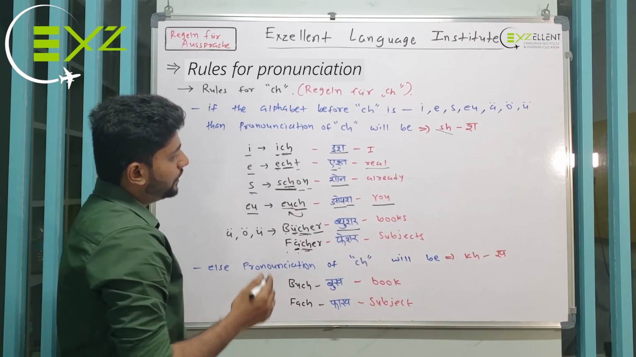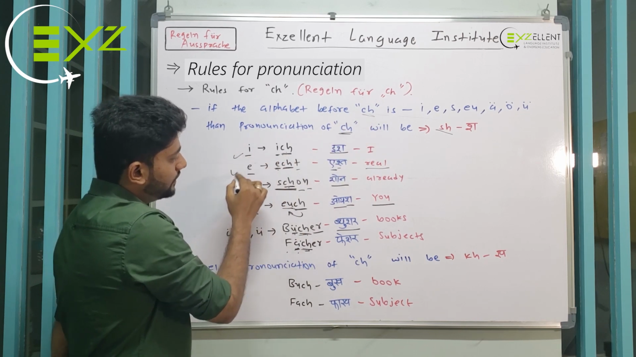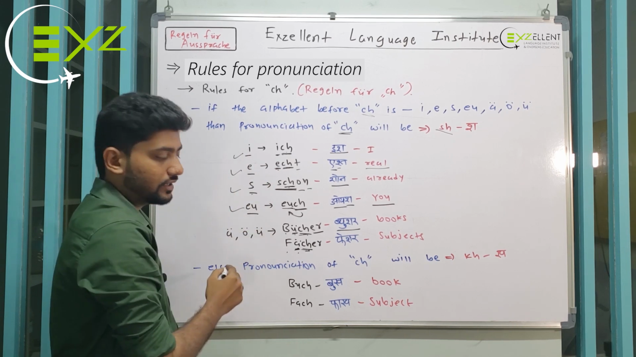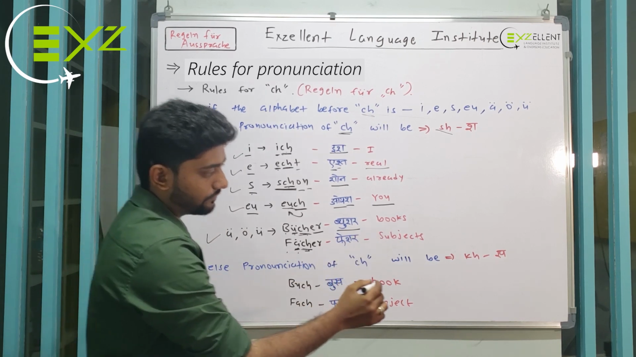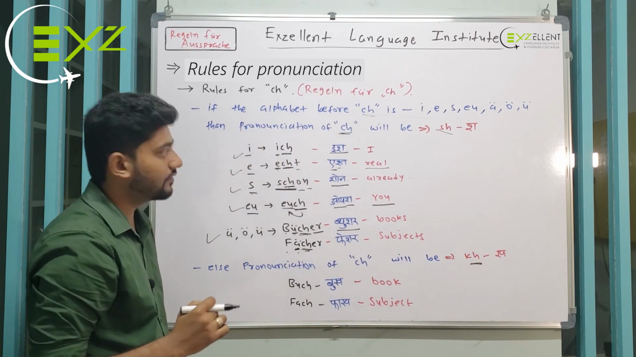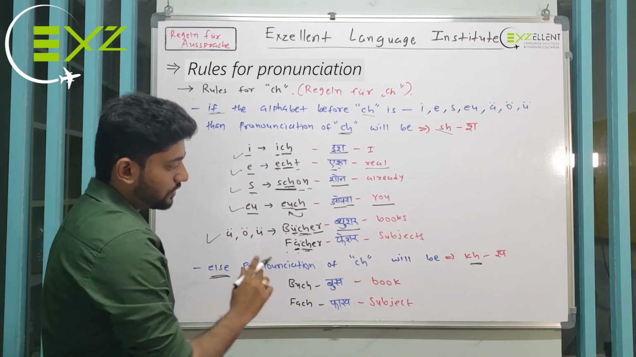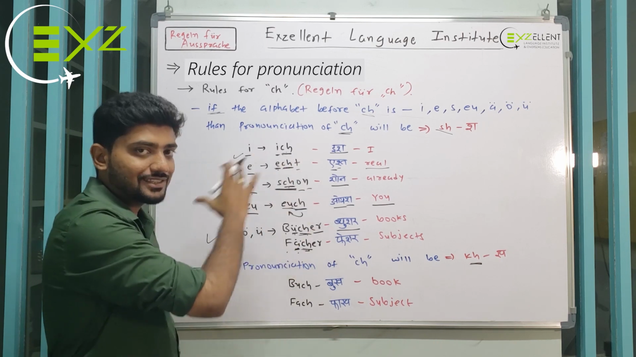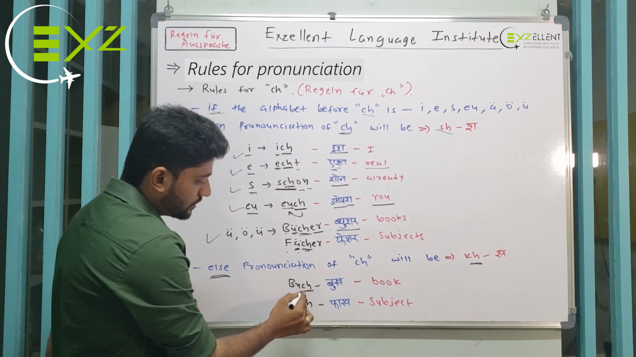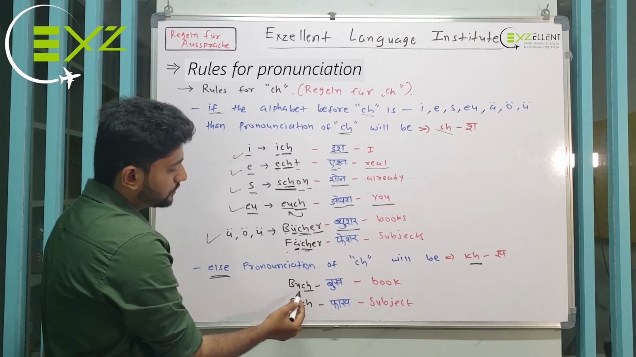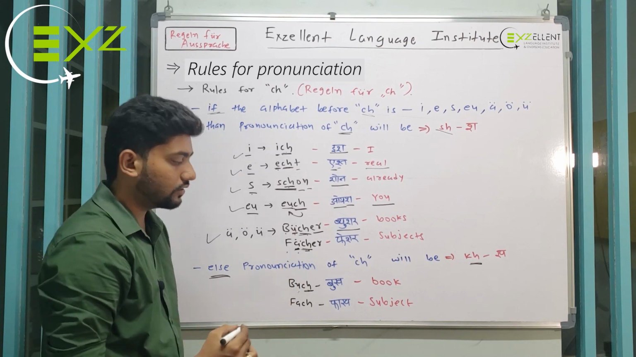Okay, if before this CH, I is not coming, E is not coming, S is not coming, U is not coming, or any umlaut is not coming, then the pronunciation will be kh. If you know programming language, then maybe you understand the concept of if and else. So the pronunciation of CH will be kh if these conditions are not met. For example, we have CH here. Before CH there is not I, there is not E, there is not S, not EU, not any umlaut. Then the pronunciation of this CH will be kh.